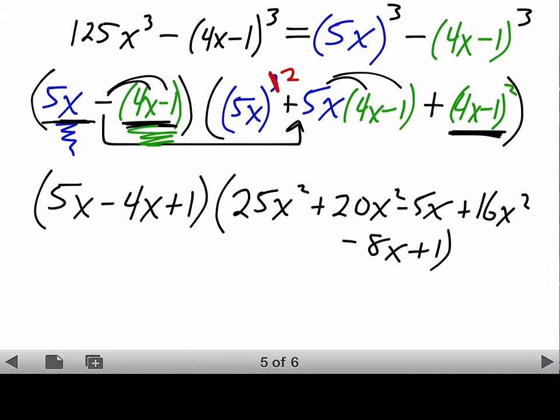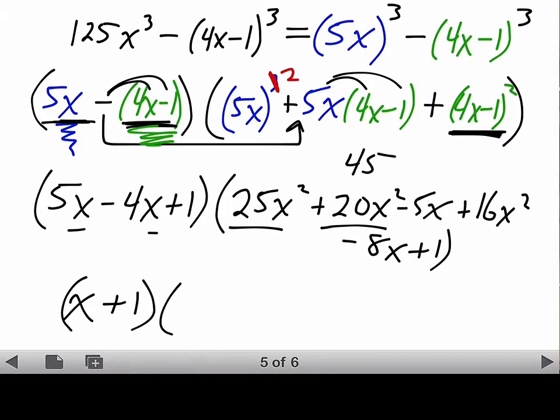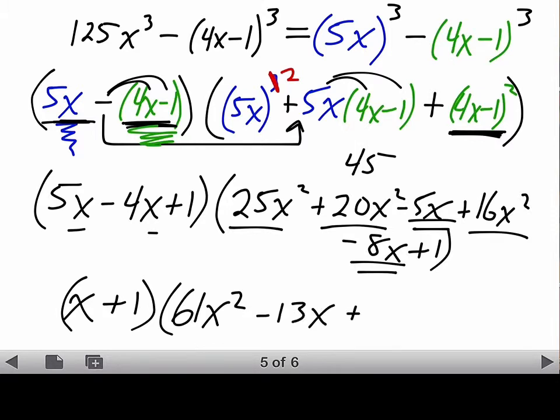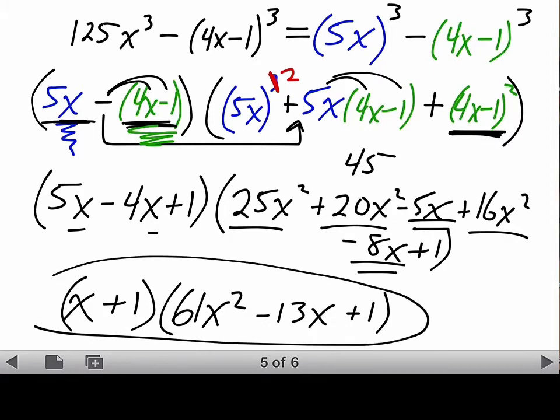Now it looks like I have some like terms that I can collect inside of each set of parentheses. 5x minus 4x, well, that's simply going to be x plus 1. And in the second set of parentheses, we've got 25x squared plus 20x squared, that would be 45x squared, plus 16x squared, that's going to give us 61x squared, minus 5x minus 8x gives negative 13x, finally plus 1 gives us this factored form of this difference of cubes.